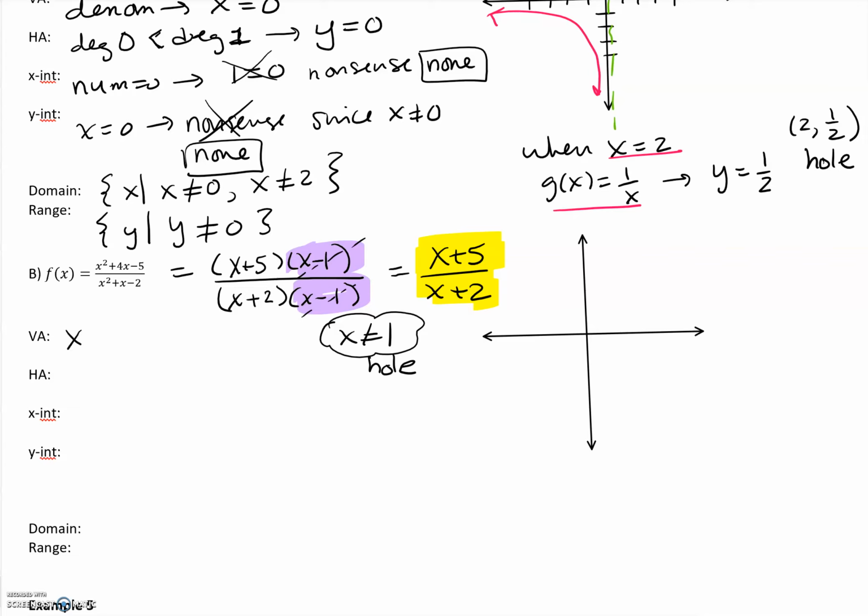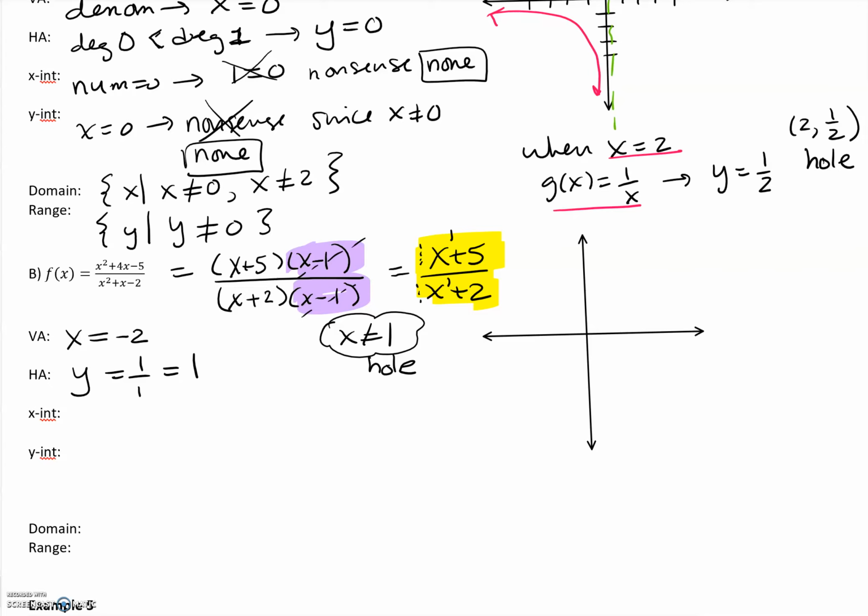But right now, I'm essentially looking at this. This is the new function I'm going to graph. I'm going to focus on that. So VA, x is equal to -2, because I'm just going directly to the bottom of that new function and setting it equal to 0. Horizontal asymptote: since the numerator has a degree 1 and the denominator has a degree 1, I just take the coefficient 1 and divide it by 1. So 1 over 1 is just y equals 1 for my horizontal asymptote.